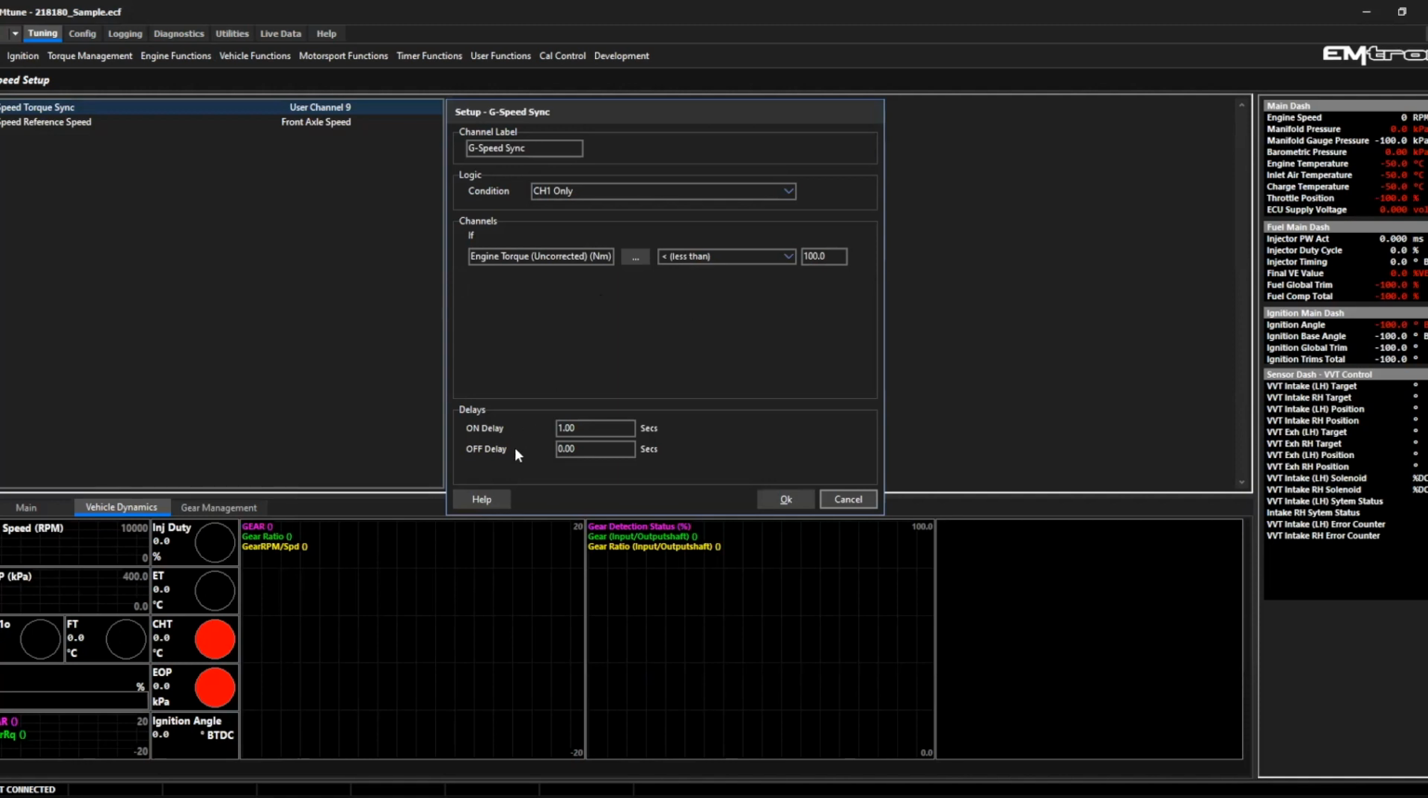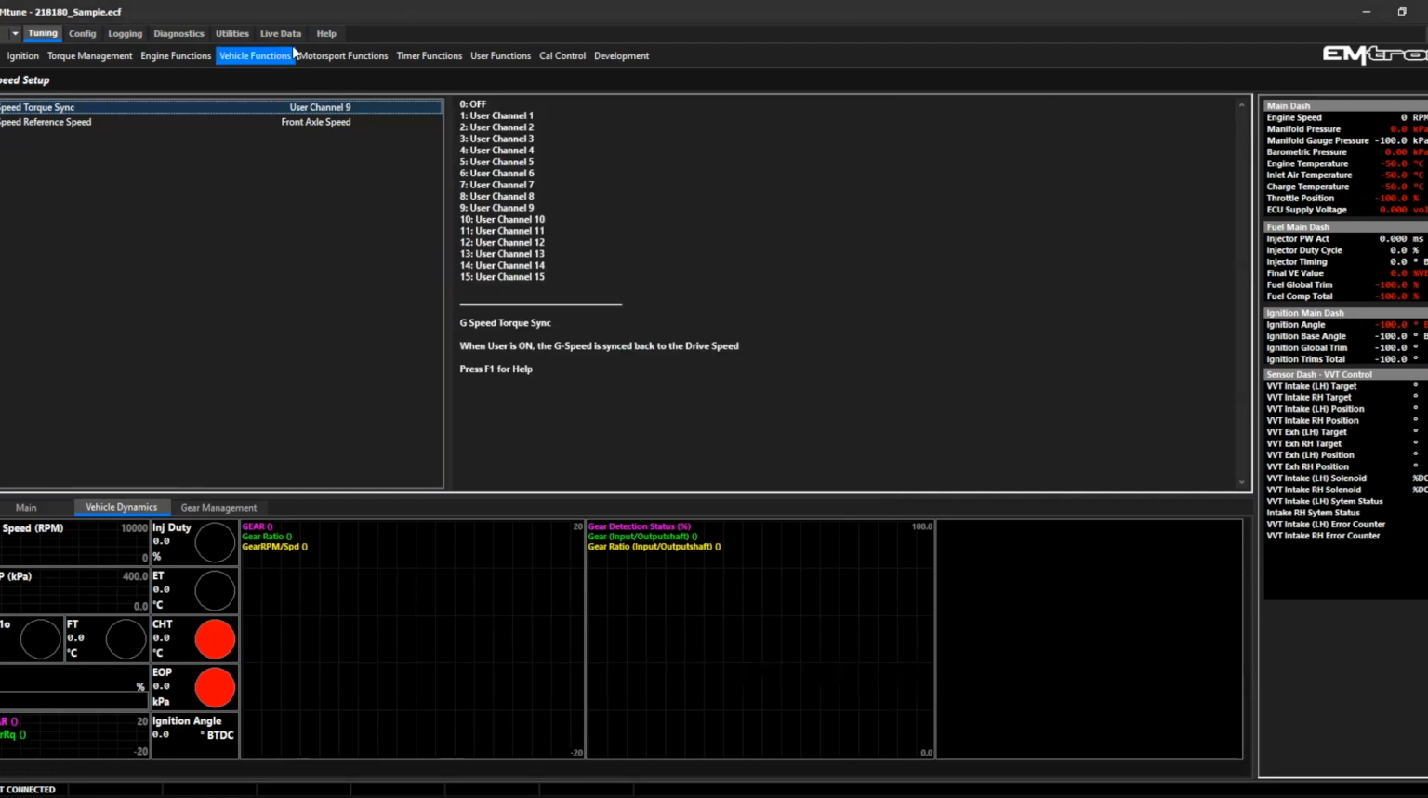We also have some delays here. I'll put a 1 second delay, which means when this channel's on, it's using that speed. There's a little bit of delay before it starts using the drive speed for its speed to sync from. Now it'll work identical to the way it used to before, like in a drag car. The car's not moving, it will just do the same thing, assuming that you've set a channel here that makes sense.